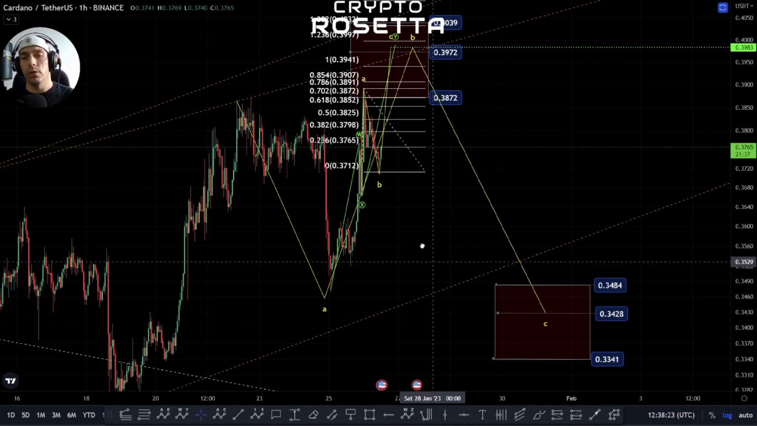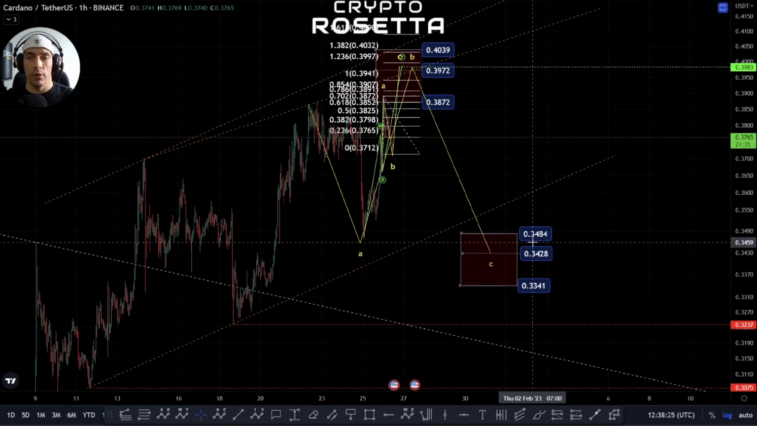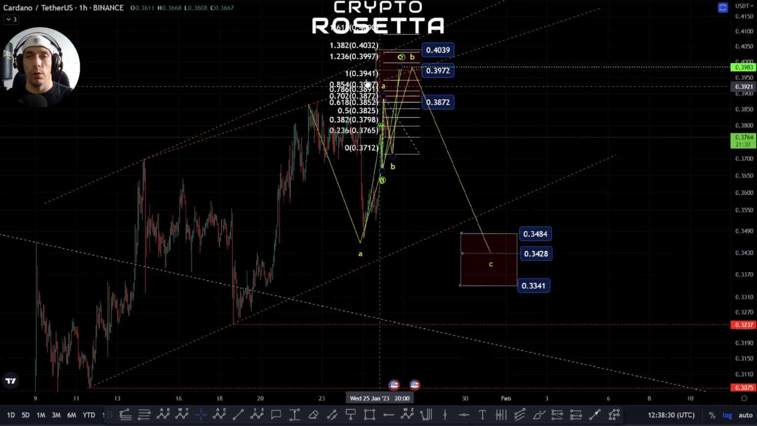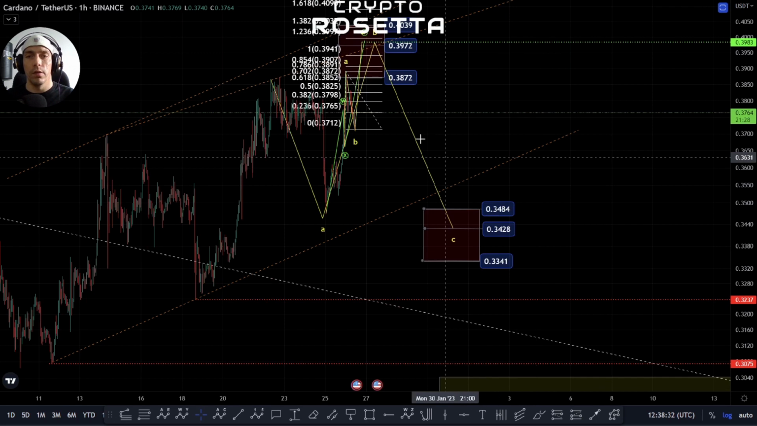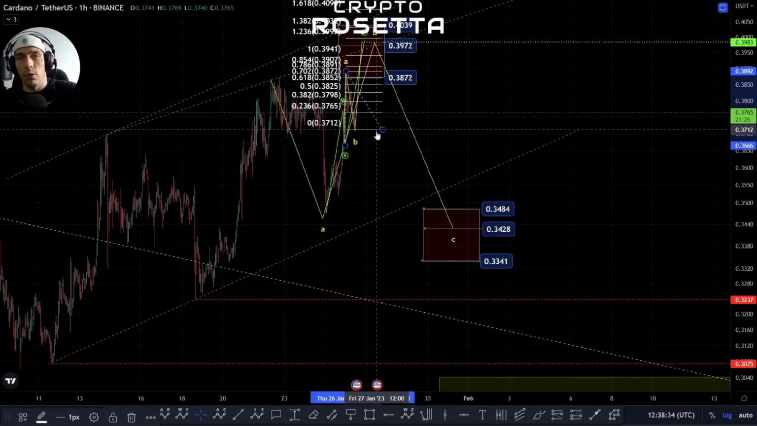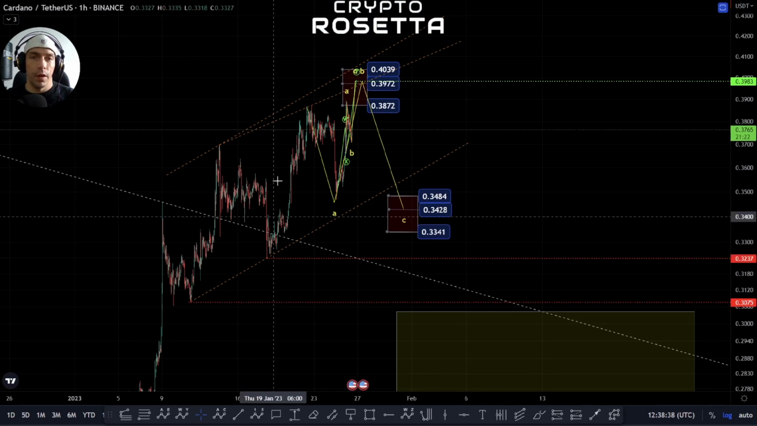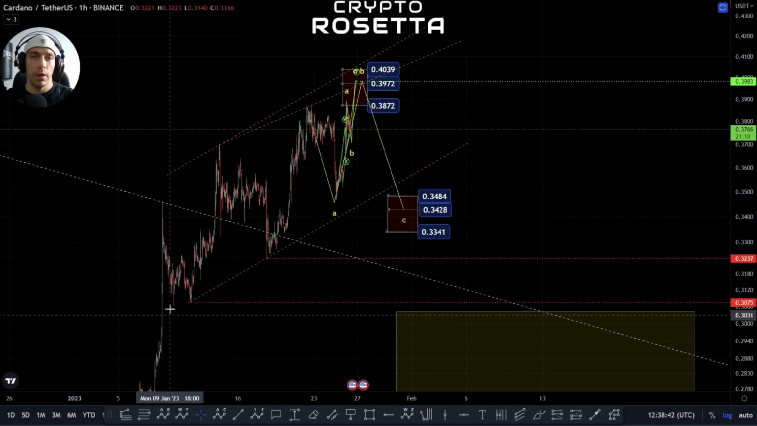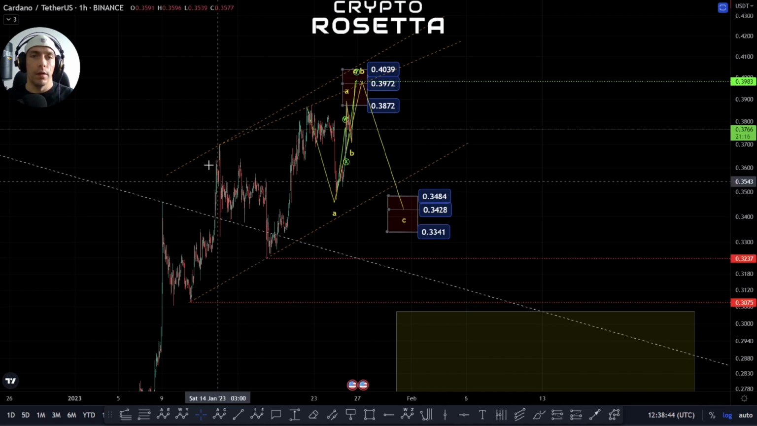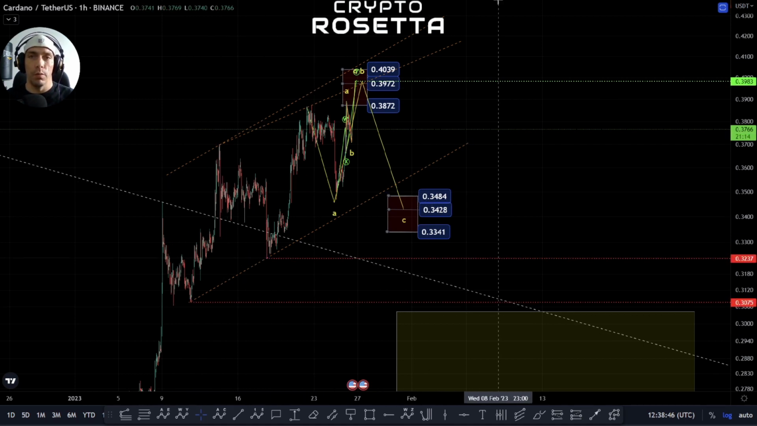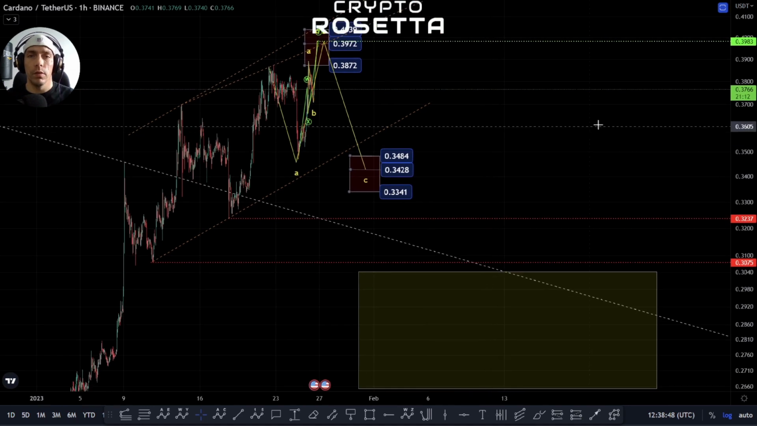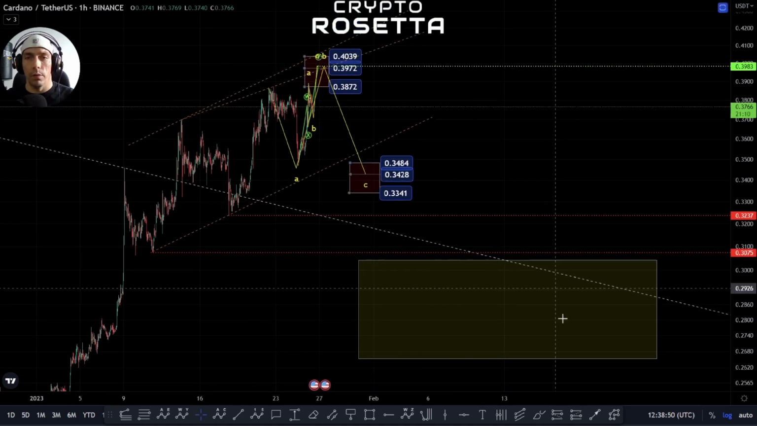So the typical target area for that flat would be this actual 34.84 to this 33.41 as a flat correction. The idea that I'm looking at within here is that this can either be a corrective structure part of some kind of other correction up here, where we get this then as an A, a B, and we push up for a C, or alternatively, this could be the A wave of a deeper move to the downside.